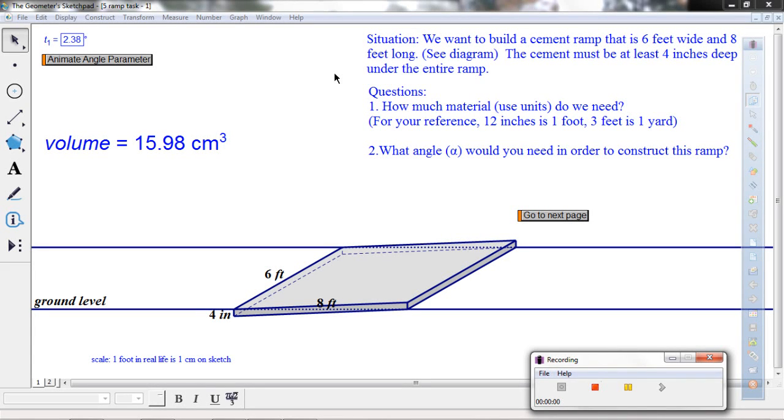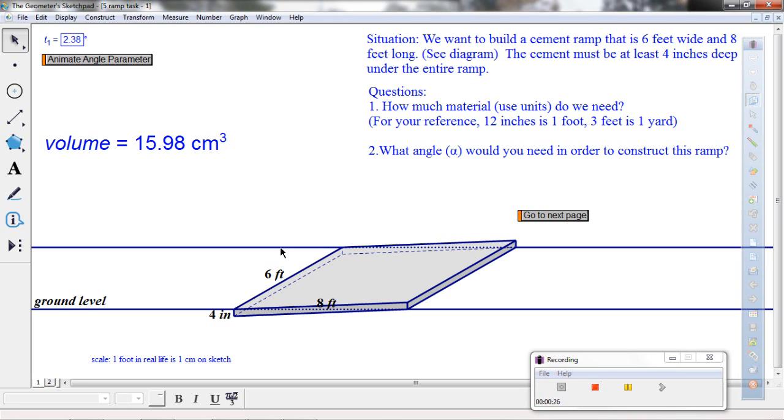Okay, so in this task, the situation is that we want to build a cement ramp, and this is showing the ramp here that is going down and going up, and this is the ground level. That is 6 feet wide and 8 feet long, and under the entire ramp has to be at least 4 inches deep. So notice at the ground level it's dug down into the ground, where up here it doesn't need to be. So the first question is, how much material do we need?